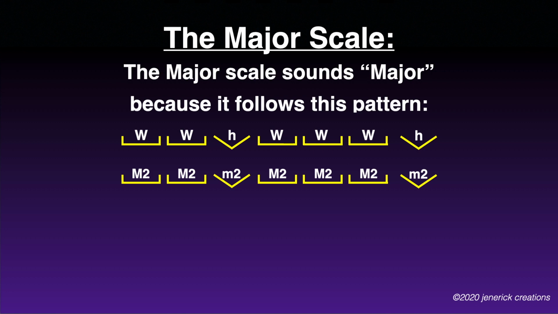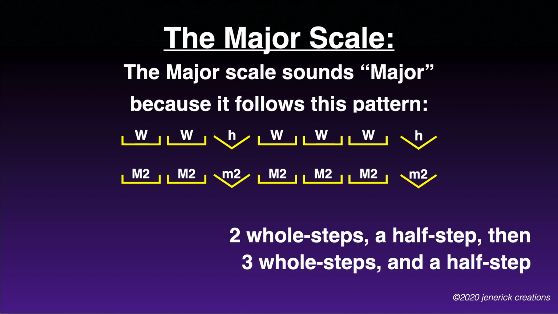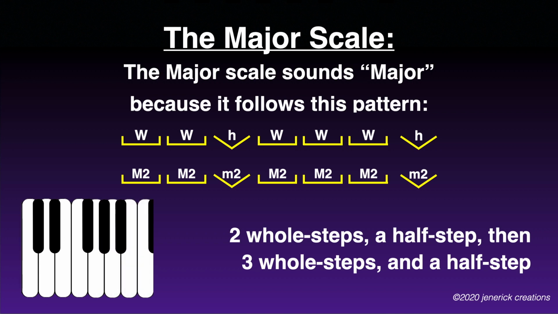And remember, whole steps can also be called major seconds, and half steps can also be called minor seconds. So we have two whole steps and a half step, then three whole steps and a half step. And if you have difficulty remembering this, remember what a piano keyboard looks like. Go with two black keys, then three black keys. So two whole steps, a half step, then three whole steps and a half step.